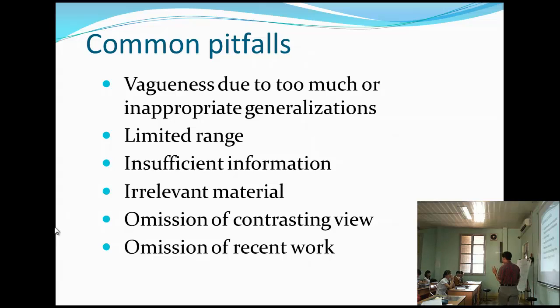Okay, now these are the common weaknesses when you write your literature review. Your literature review may be vague, weak, because there are too many generalizations and there are no specific quotations for your argument. It may be too limited.